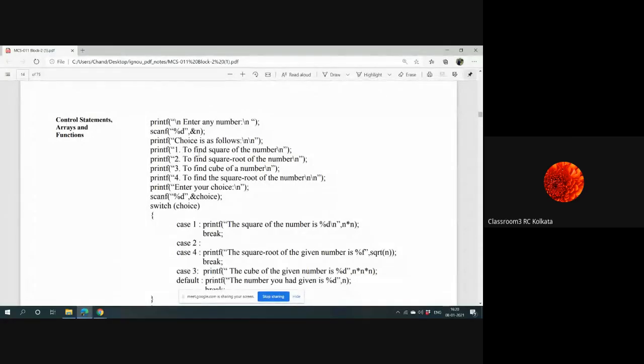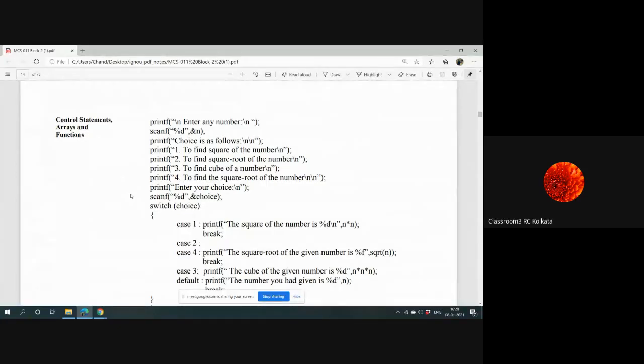What is this line doing, tell me? What is the function of these 4 lines? Tell me. They are not scanning any variable. Then what is the function of these 4 lines? Tell me. I have already scanned here. Enter your choice, scanf. Enter your number, scanf. Then what is the function of these 4 lines? Tell me. They are helping the user to select the case.